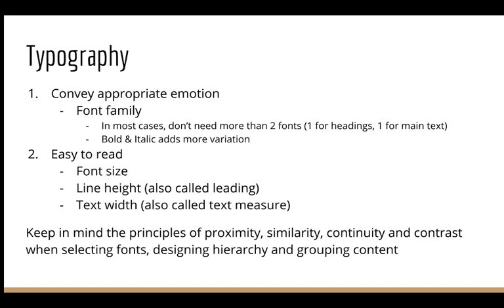It's good to keep in mind you don't need to go crazy with font families. A good rule of thumb is not more than 2. You could put 3 in there if it makes sense, but 2 is pretty standard: 1 for headings, 1 for main text. Again, with the similarity principle, if you want to make your headings stand out, you can make that one font family and your main text another. You can add more variation with bold and italics, but you don't need to add 4 or 5 different font families.